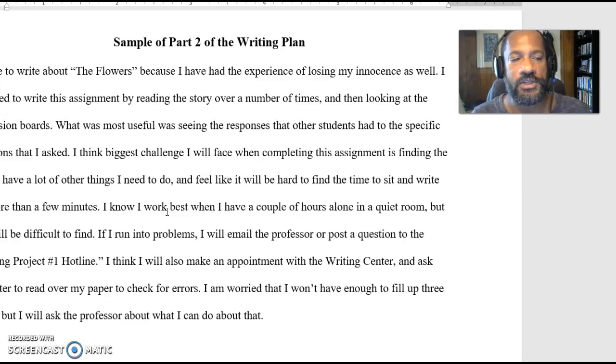But again, this is what we need to do for the writing plan. A lot of it is just thinking about what you're going to do for this assignment. It's not actually getting into the meat of the assignment. We'll get into that later after I mark this up. So that's where we have the writing plan.